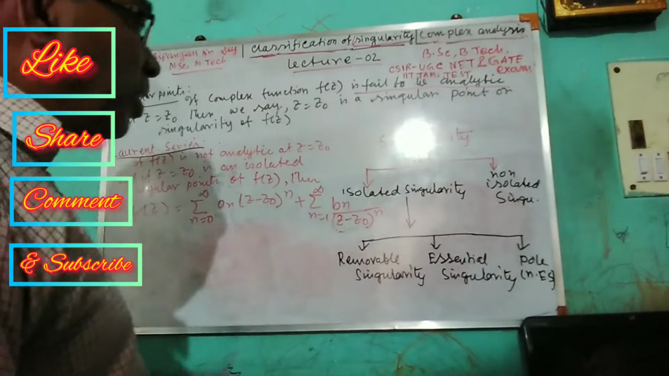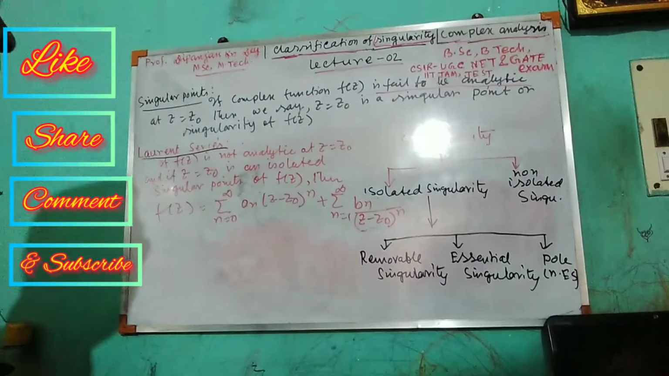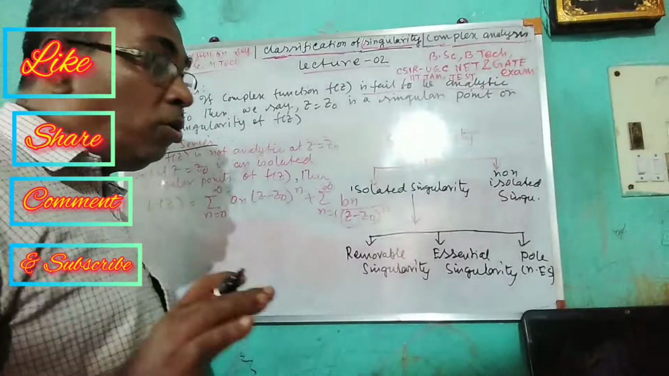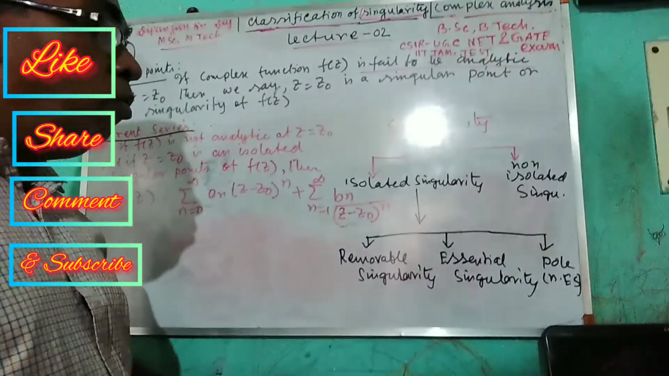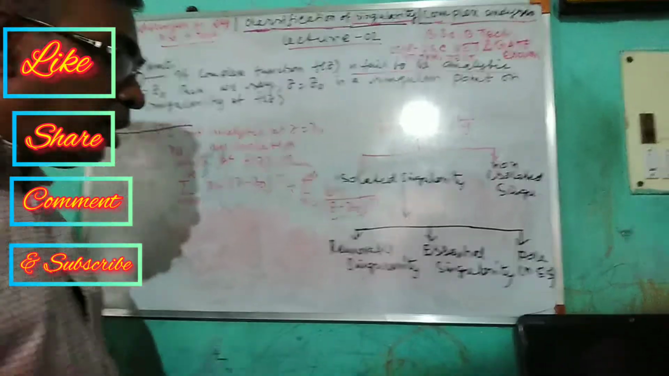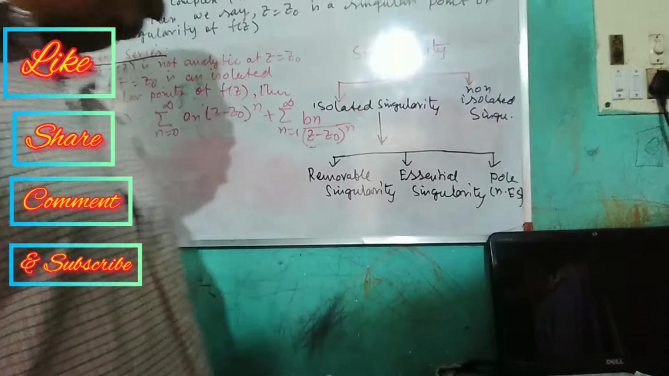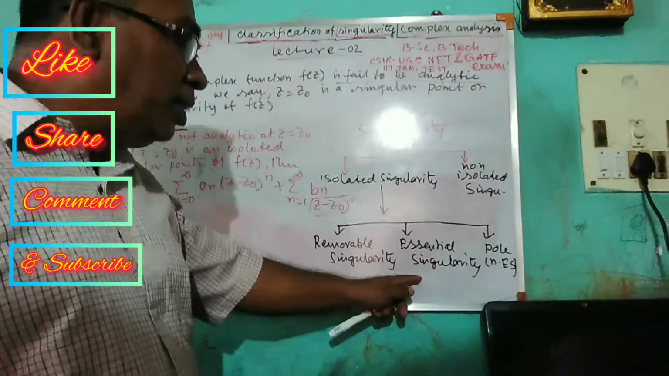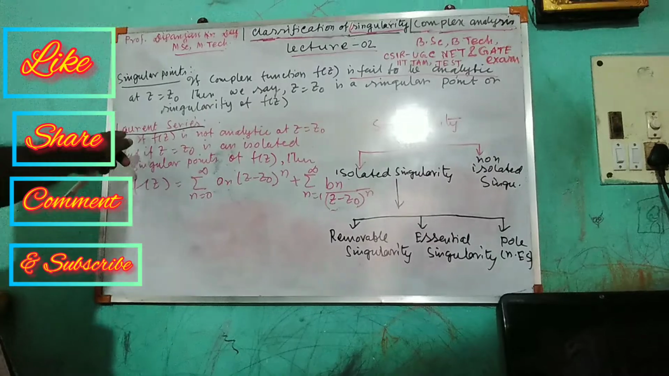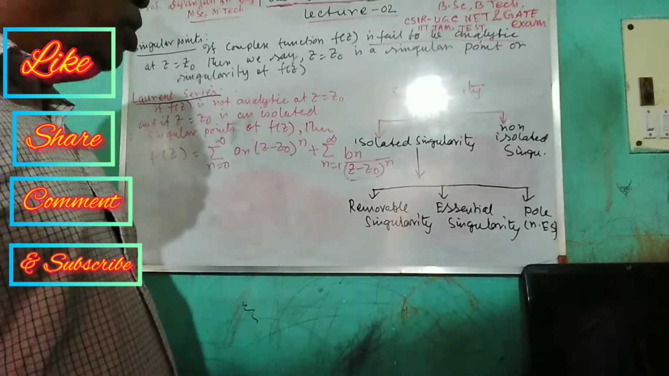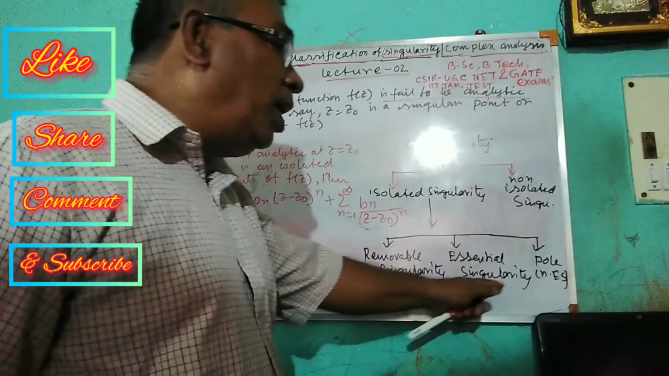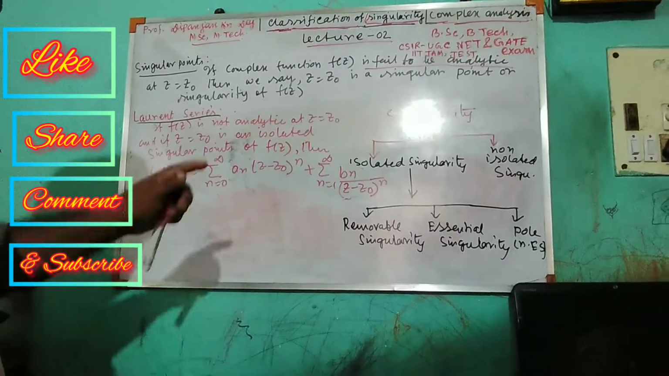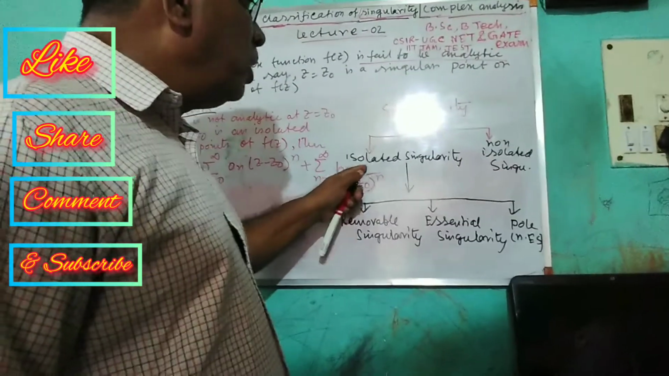Firstly, a function will be given. From this function we have to identify whether it has a singular point or not. If it has a singular point, then we have to find which type it is: removable singularity, essential singularity, or pole. To know this, we need the Laurent series. Using the Laurent series, we can identify removable, essential, and pole. This part I will do in my next lecture, lecture number 3. In this lecture, we will just discuss isolated singularity.